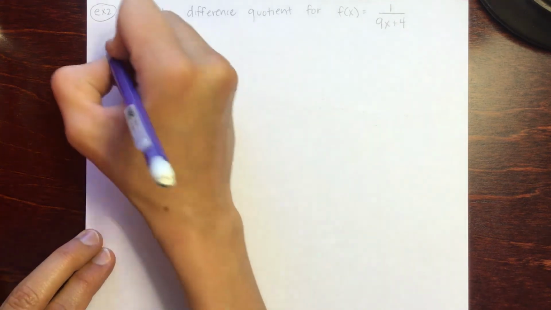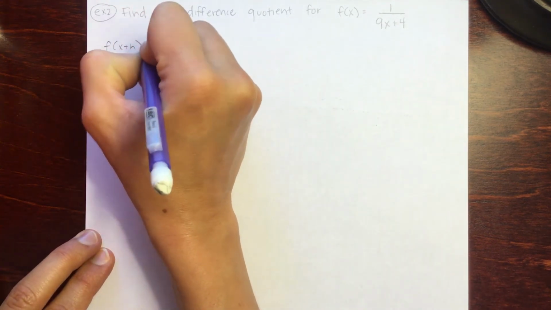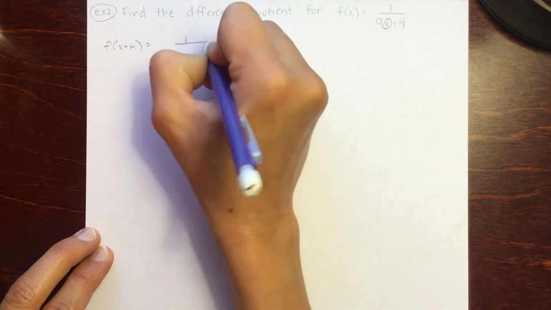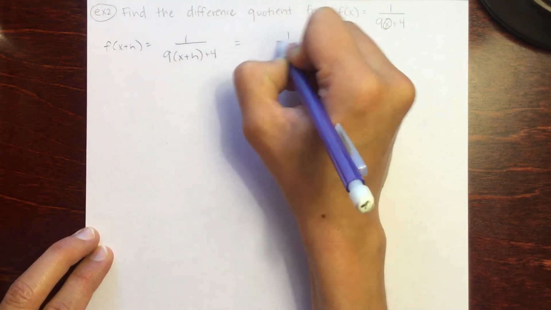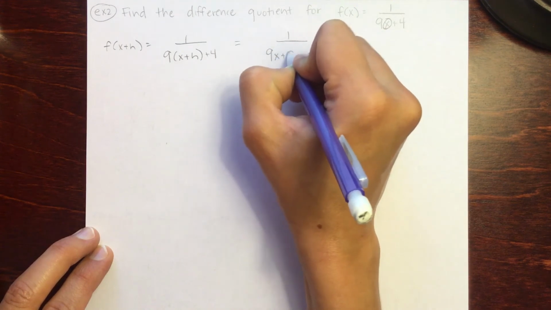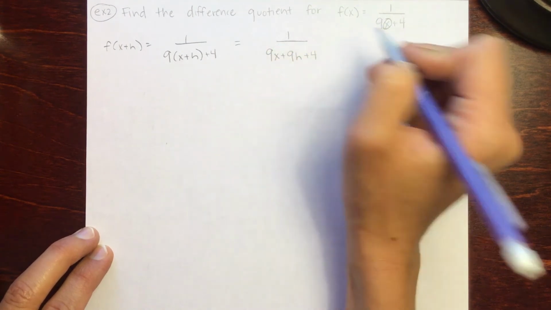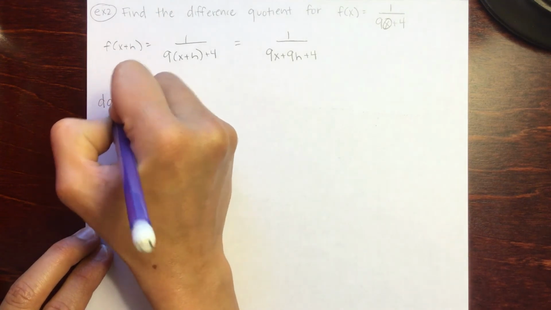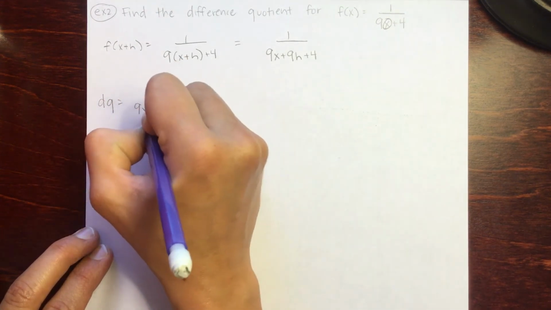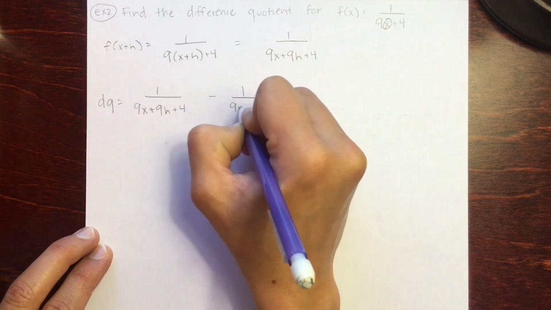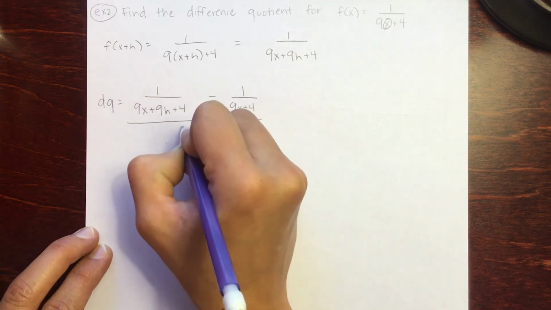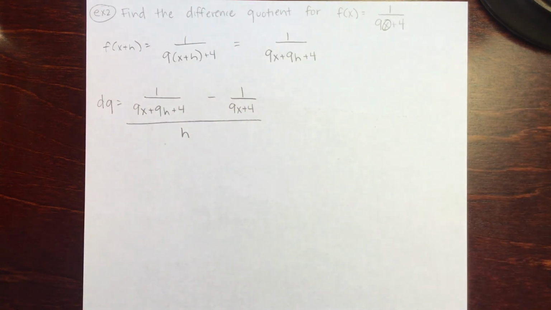Let's do one more example. F of x plus h. So I'll replace every x in the original equation with a parentheses x plus h. Simplify that, which means distribute my 9, and combine like terms, but there are no like terms. All right, difference quotient is that fraction I just found minus the original fraction all over h. I am going to keep, change, flip, then do common denominator, then simplify.